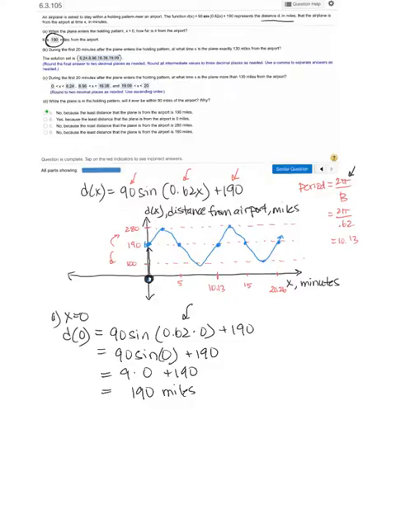Part B says during the first 20 minutes. So I want to just point out that I'm going to change to a highlighter. So there's 20.26. Now what I know is that that graph just keeps on going, but I'm only going to be interested in that first 20 minutes. And what this wants to know is during the first 20 minutes, at what time is the plane exactly 130 miles from the airport? Well, 130 miles is about right here.